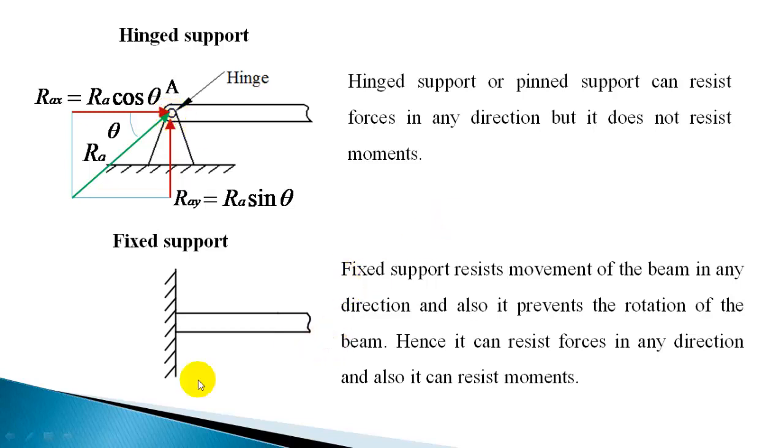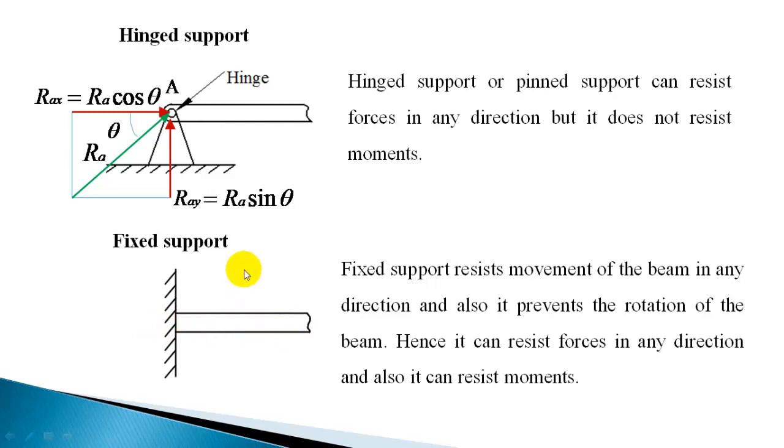Now another kind of support is the fixed support. A fixed support is firmly fixed at one end and the beam can stay with this one support alone. With this fixed support, without supporting at the other end, it can stay, and it can resist forces in any direction. If you are pushing it in this direction, it can resist. Push it downward, it will resist. Push it with an inclined force, it will resist. So it can resist forces in any direction.